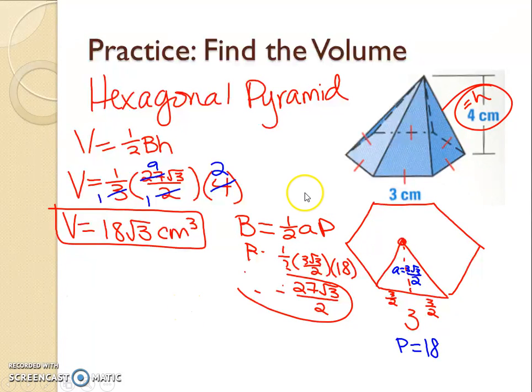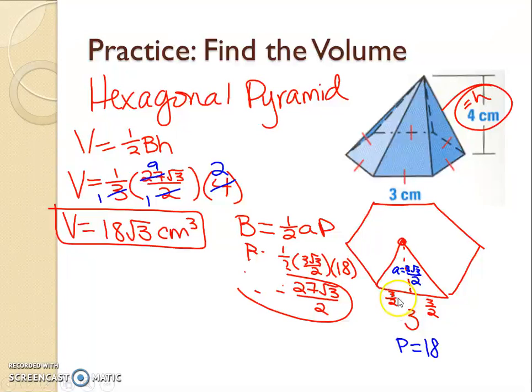Let's find the volume of hexagonal pyramid. So we're going to write volume is 1/3 times base area times height. Height is 4. We just have to find the base area. You see these marks? That tells you that it's a regular hexagon. So the perimeter is 3 by 6, which is 18. We just have to find A.